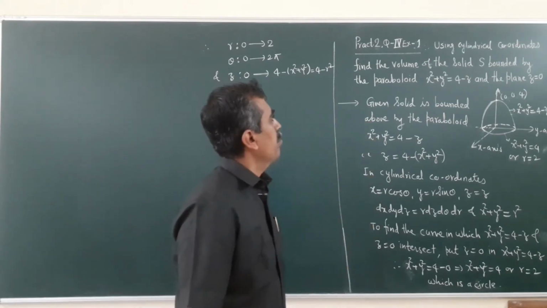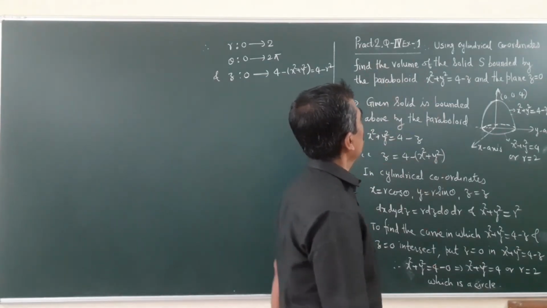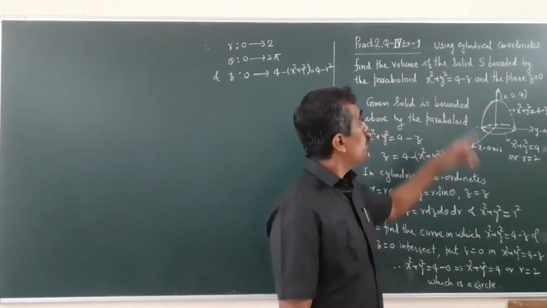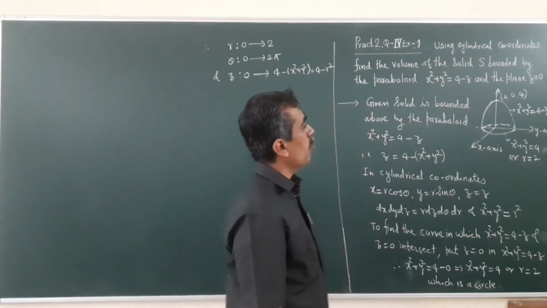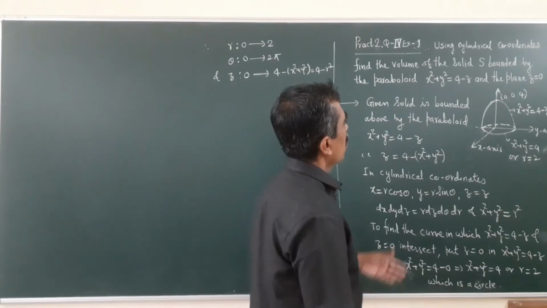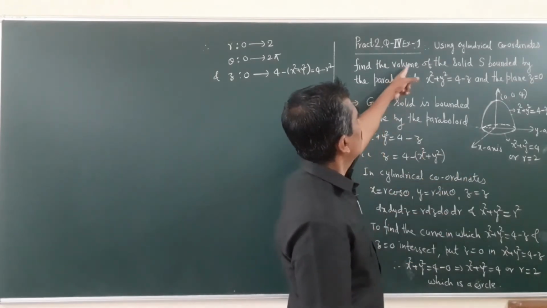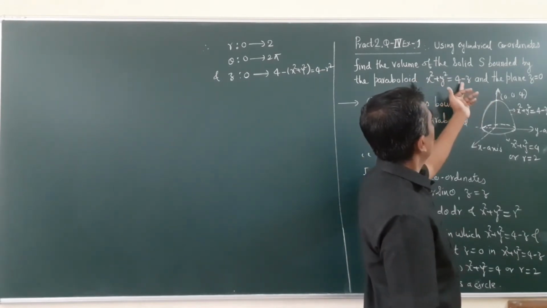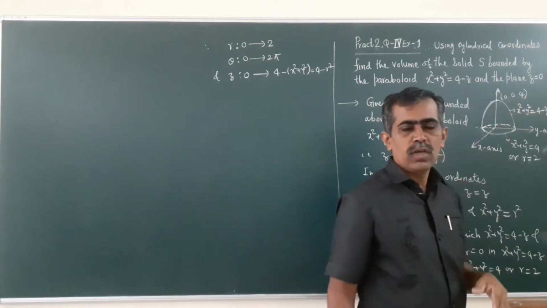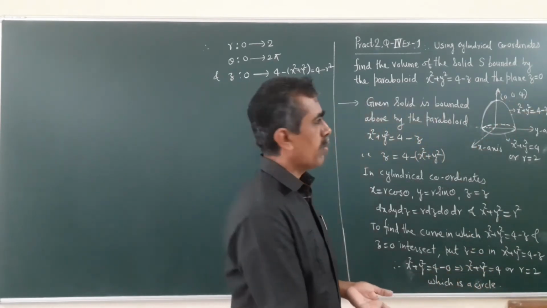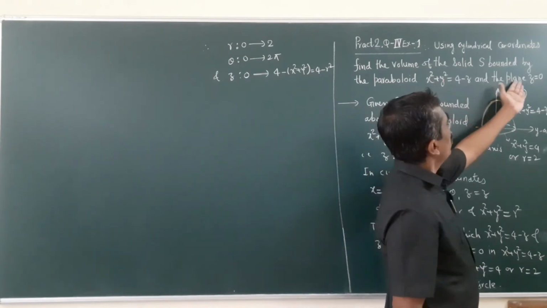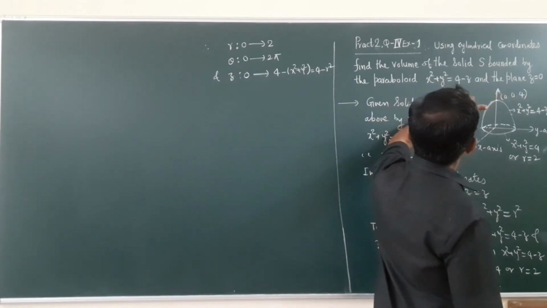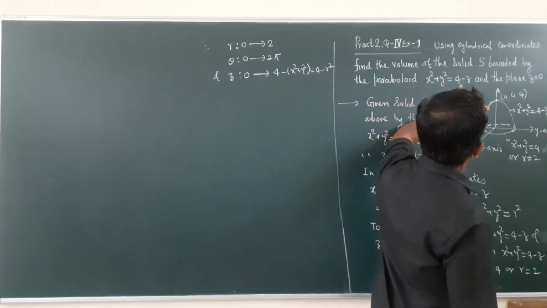Now, let us see the next problem on finding the volume of solids in R3 using cylindrical coordinates. We will use cylindrical coordinates to find the volume of the solid S bounded by the paraboloid x square plus y square is equal to 4 minus z, and the plane z is equal to 0. Plane z is equal to 0 means the xy plane, and the solid is bounded below by this and bounded above by the paraboloid.